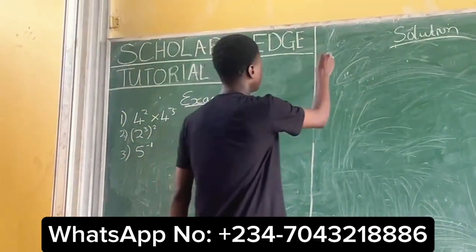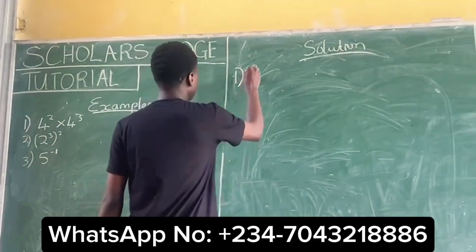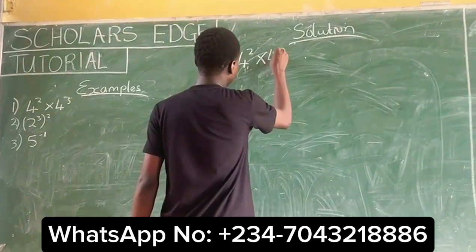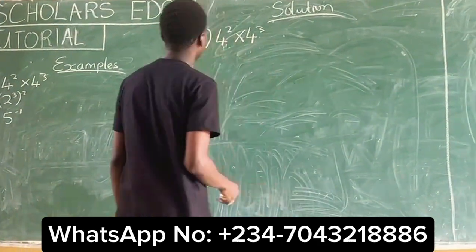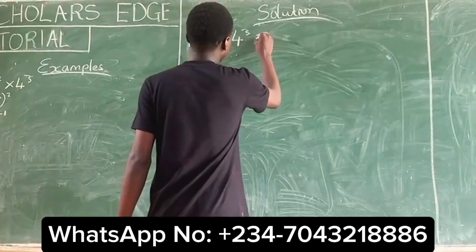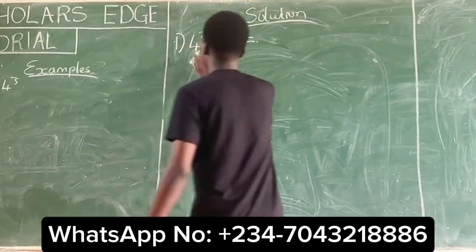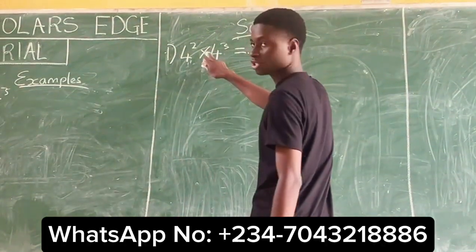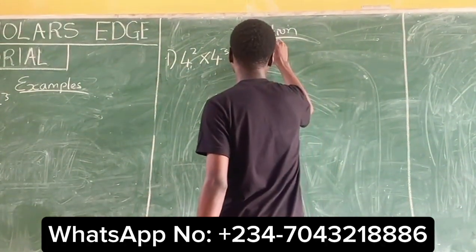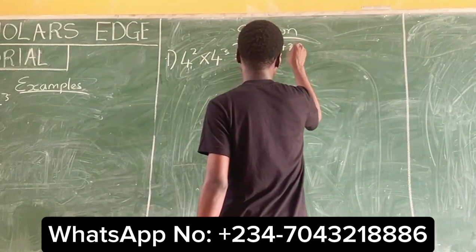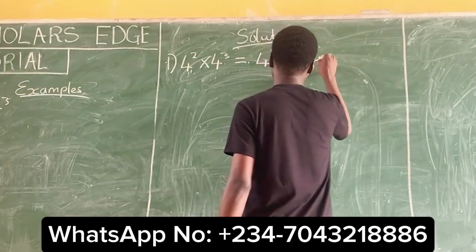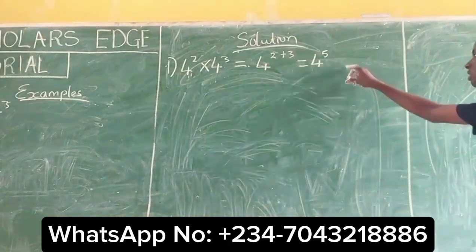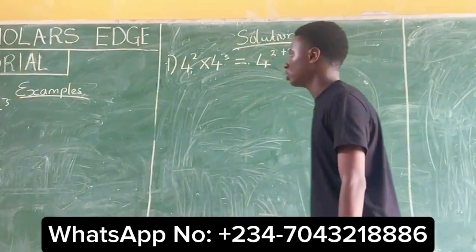So the solution. Question 1 says 4 to the power of 2 multiply 4 to the power of 3. So like I said, we pick out one of the bases. So we have 4 here, and because there is a multiplication sign, we add the powers. So 2 plus 3, and this will give us 4 to the power of 5. So this is how to solve question 1.